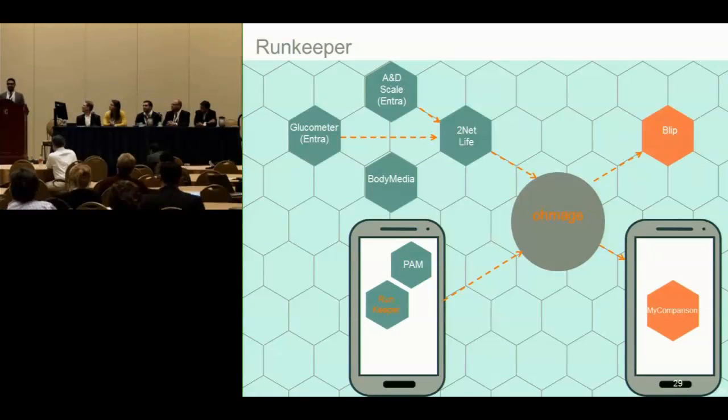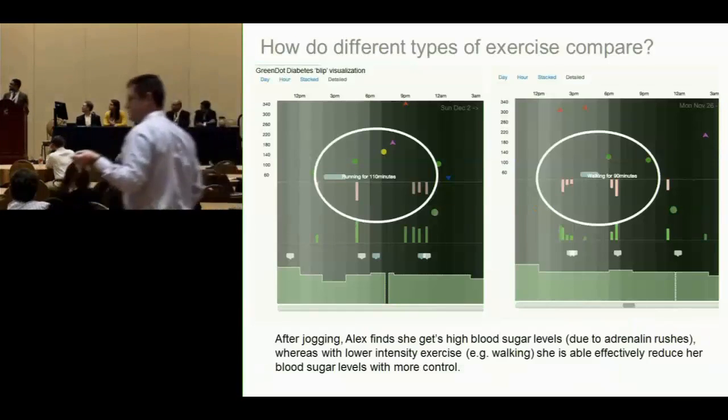Again, in addition to the number of different apps and devices, we also wanted to track and see how Alex's activity was influencing her blood glucose levels and her management of her care by using Runkeeper in a similar way to the other devices and applications that we have today.